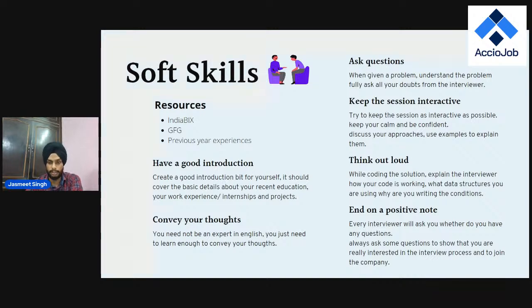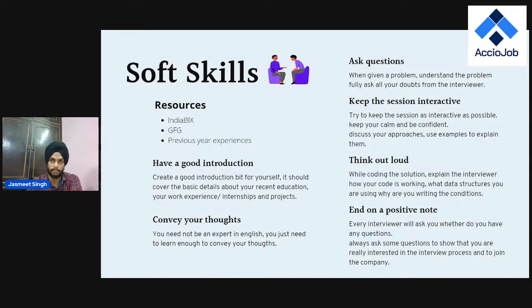Coming to the last but not the least point, which is ending on a positive note. Whenever you are in a technical interview, you will be asked at the end whether you have any questions or not, right? The best thing you can do is you should always ask. Not asking a question ends it on a sad note, but asking questions shows your real interest in joining the company. You can ask questions such as what are the expectations from me, what is the company's job environment, work environment, right?